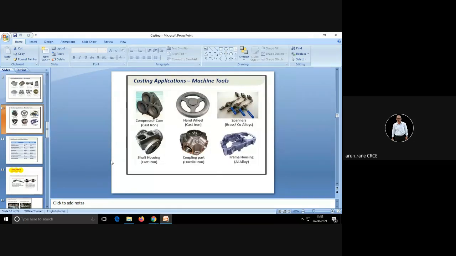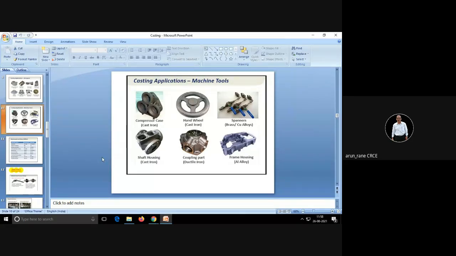In machine tools, I mean lathe machine, milling machine, drilling machine. These are called the machine tools. It is not to be confused with cutting tools. Machine tool means lathe, milling, planing, grinding. These are called the machine tools. So there again you will find many applications.